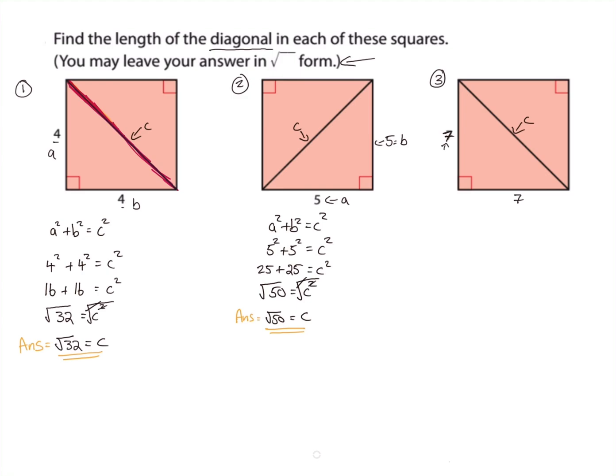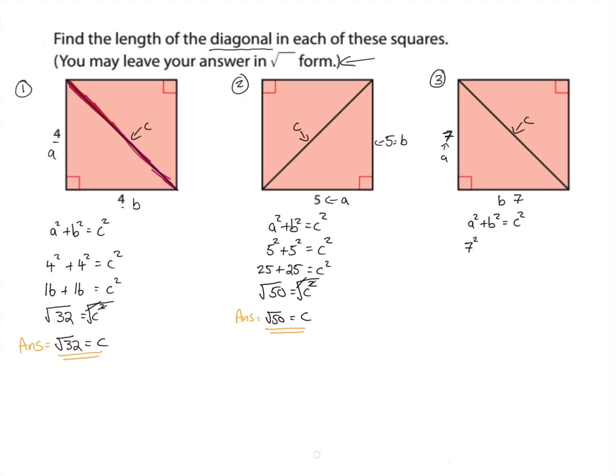Now, if you've been watching me do the first two questions, try and do the next one. So, A squared plus B squared equals C squared. A is 7 and B is also 7, but you can switch them around if you want to. Like you could say that the bottom is A and the side is B. It doesn't matter because they'll both be squared anyway.